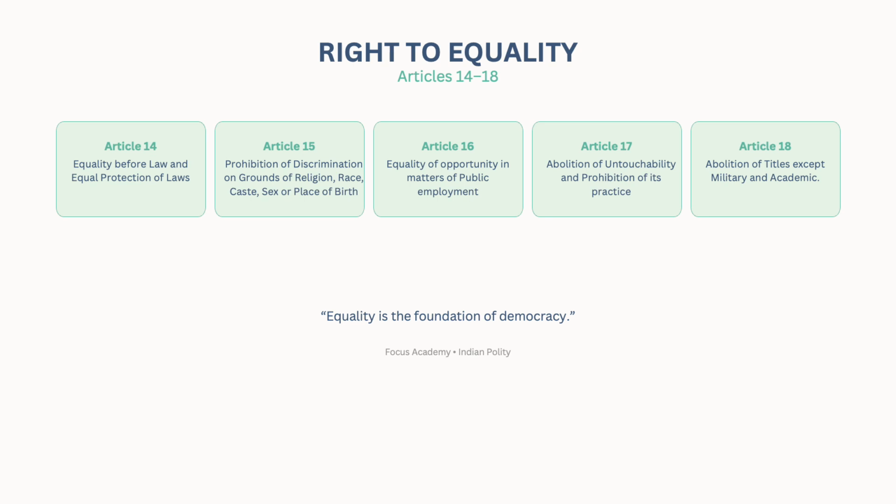And in Article 15, prohibition of discrimination. No one should be discriminated against on grounds of religion, race, caste, sex, or place of birth. Which means it doesn't matter your religion, your race, your caste, your sex, or your place of birth, everyone is treated equally. Now let me ask you a question.